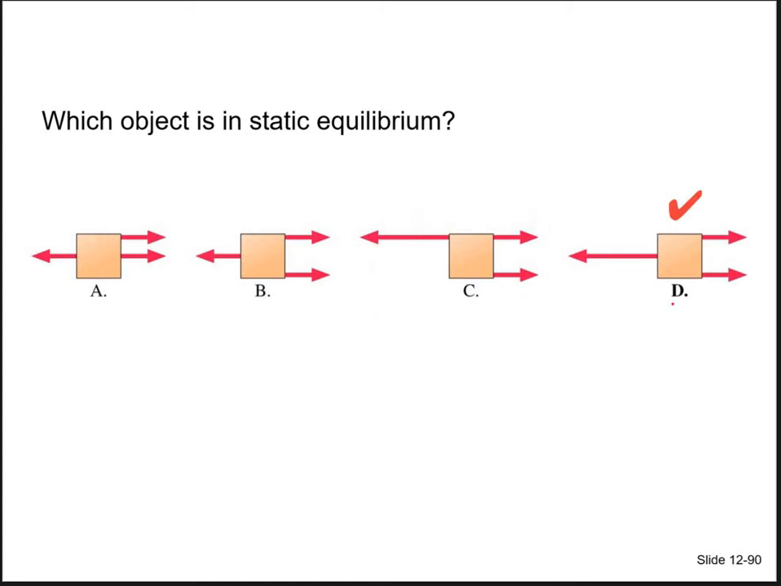And so the last one is the answer. You can see that the forces on the right add up to balance the forces to the left, so there is no linear motion. The net force is 0, and the net torque is also 0. The torque due to this force is 0 because it goes through the pivot point. The torque due to this is clockwise, this is clockwise, and this is counterclockwise, so they cancel each other. This is why this is the answer.